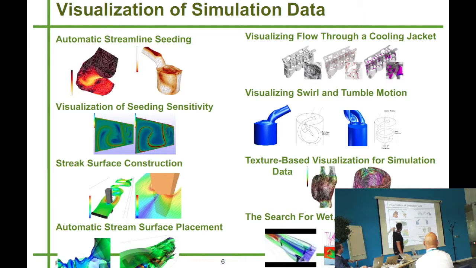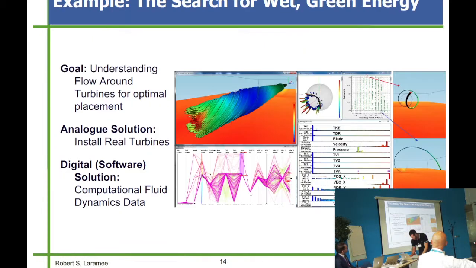So this was first. This is second. Texture-based flow visualization. Anybody interested in that one? 1, 2, 3, 4, 5, 6, 7. Okay, 7. So tied for first. And then the search for wet green energy. Okay, that's a clear first then. Interesting. I had no idea that would be the most popular one. So we'll go over this one first, and then there was a tie between the seeding sensitivity and texture-based visualization. We could have another round of show of hands if we have time, depending on what Matt decides. So let's look at the search for wet green energy.